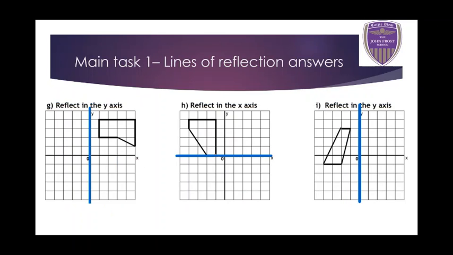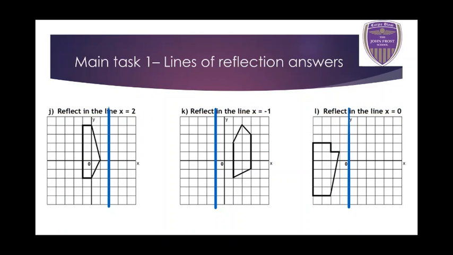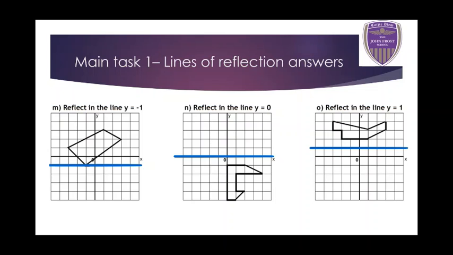Next one's G, H, and I. Hopefully you've all drawn those correctly. Then we've got J, K, and L. Hopefully you all got those. And then finally, we've got M, N, and O. So hopefully you've got all those right as well, okay?